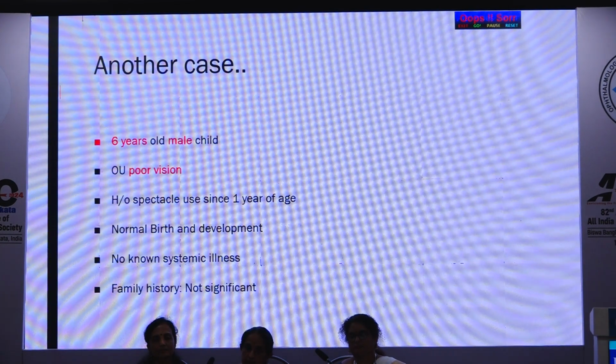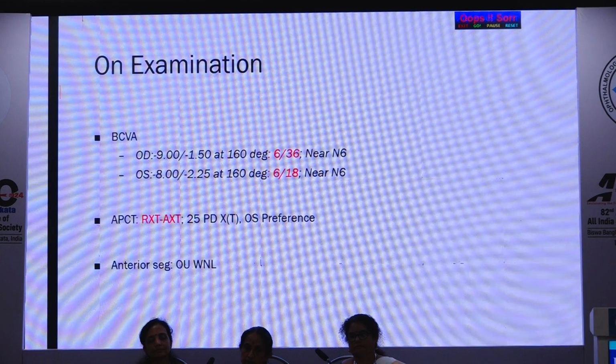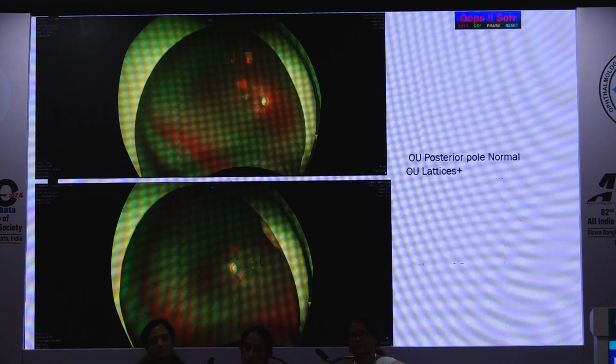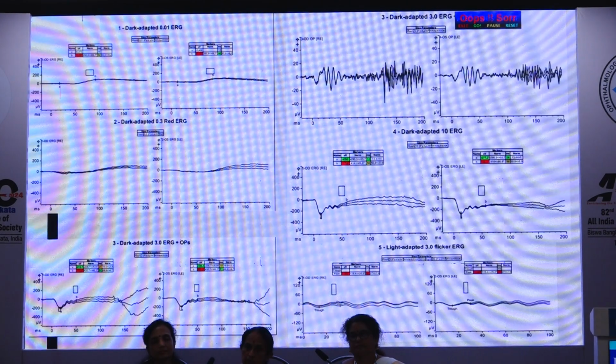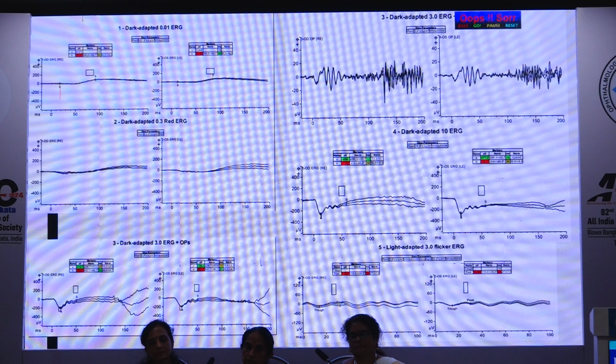This is another case. This is the history. This is his refraction. Anterior segment looks normal. Posterior segment also looks normal. There are some lattices, but otherwise normal. But look at his ERG. A classic negative waveform suggestive of complete CSNB, a decreased rod response, and nearly normal cone responses.